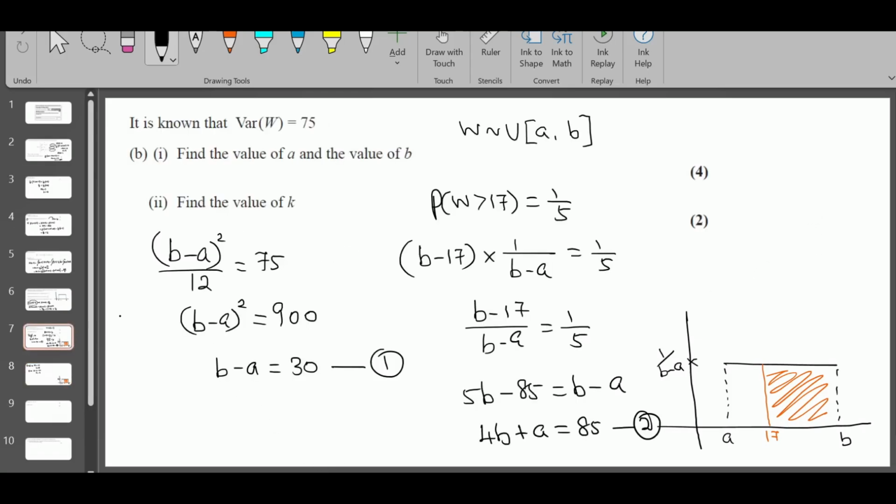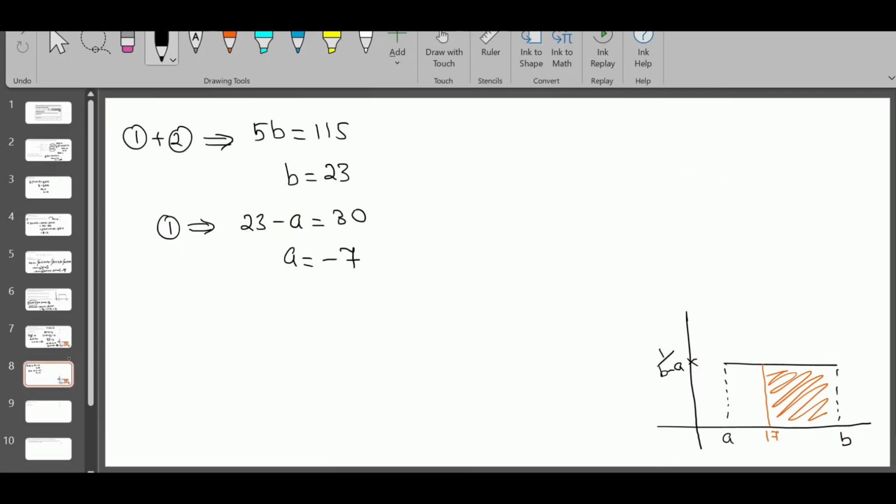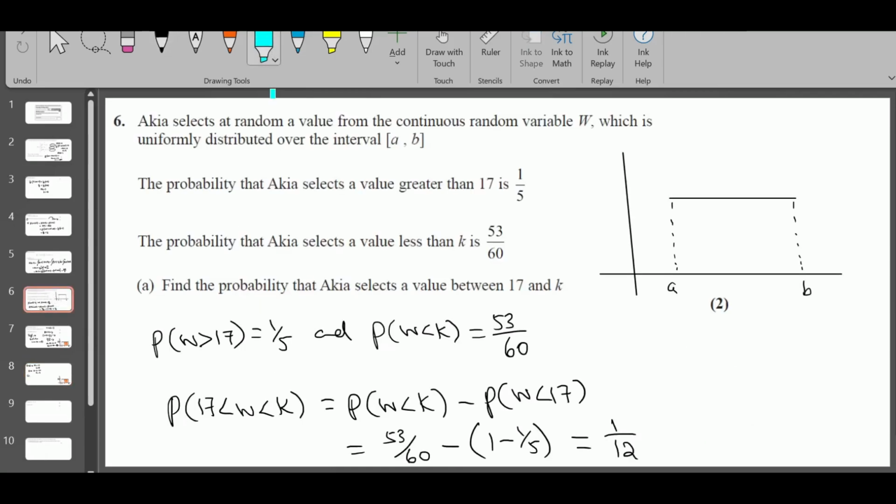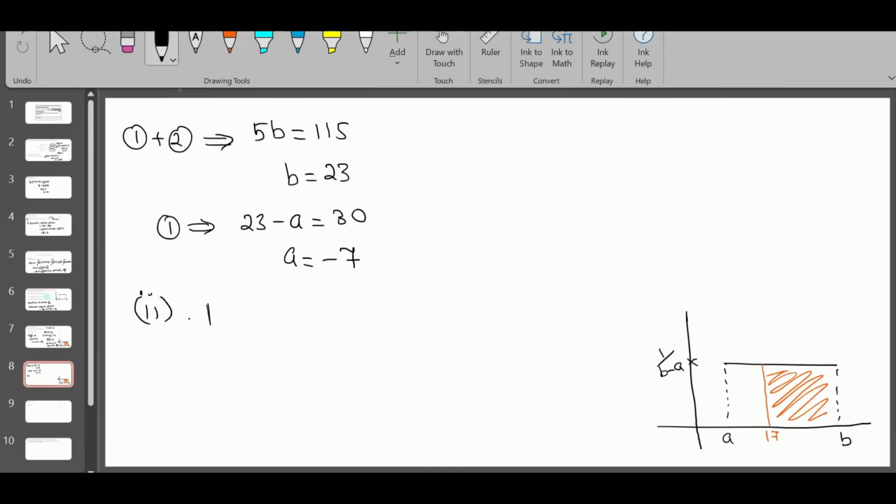Now part two says find the value of k. This is when we are going to use this info from part A. P of W is less than k is 53 over 60.